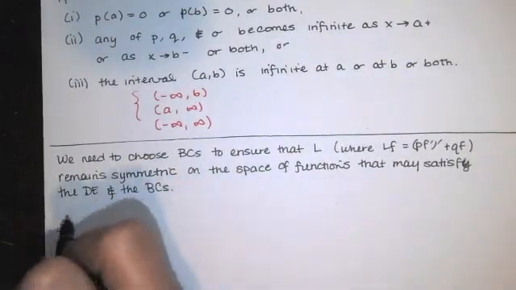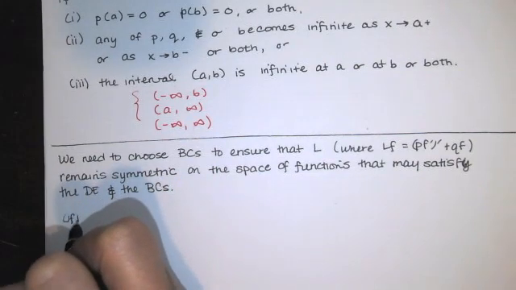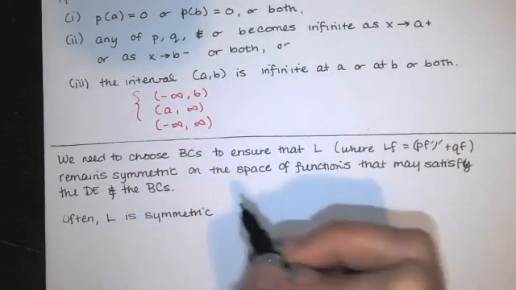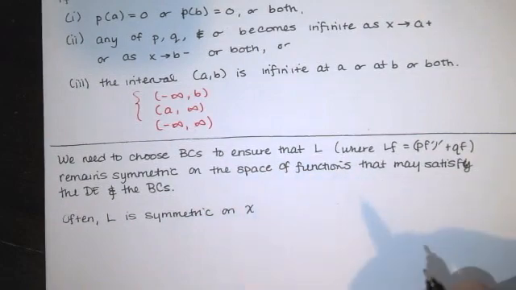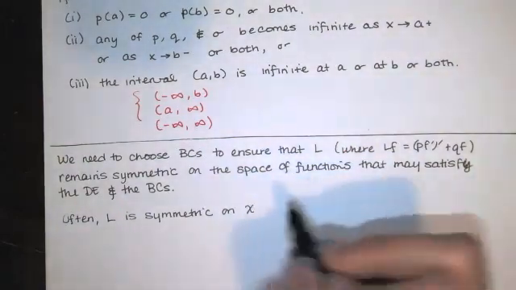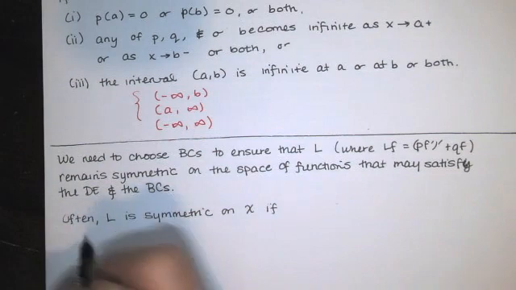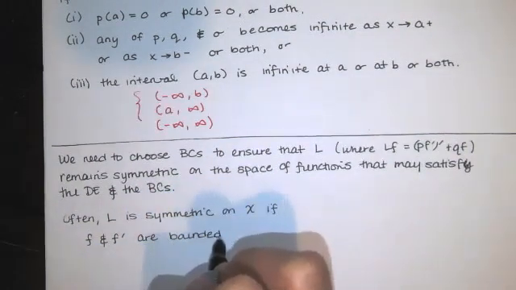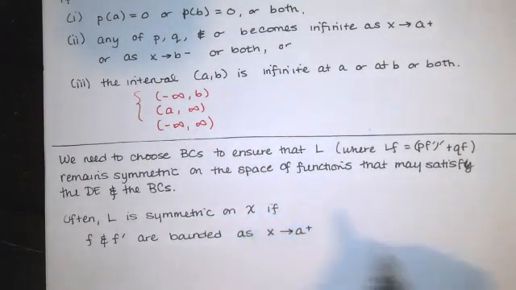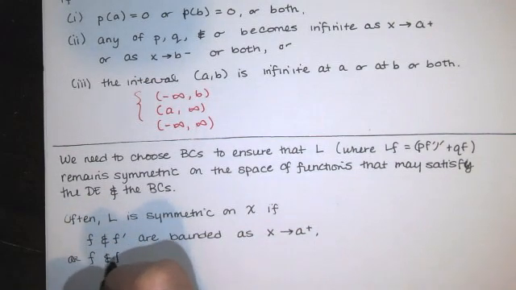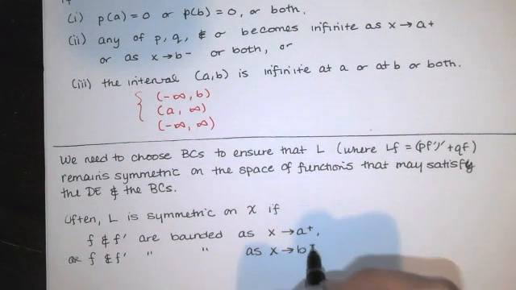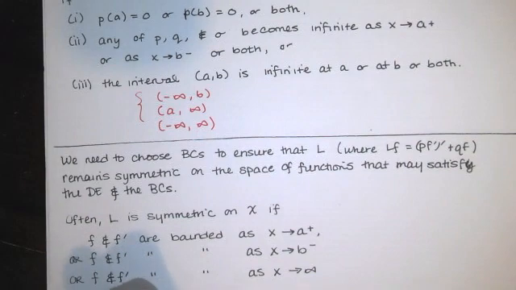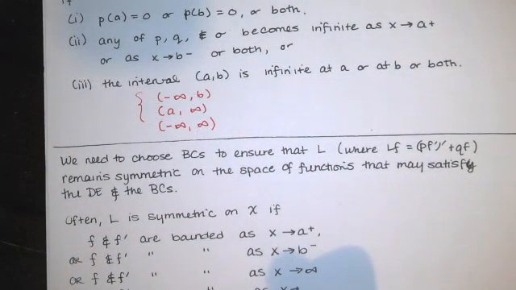So let's write that down. Often L is symmetric on the space of functions that we're looking for, or the space of functions that contain the functions that we're looking for, if f and f prime are bounded as x approaches a from the right, or f and f prime are bounded as x approaches b from the left, or f and f prime are bounded as x approaches infinity, or f and f prime are bounded as x goes to negative infinity, excuse me.